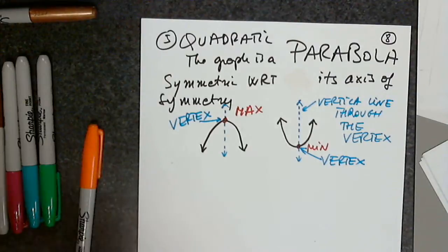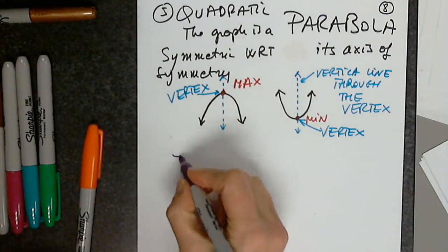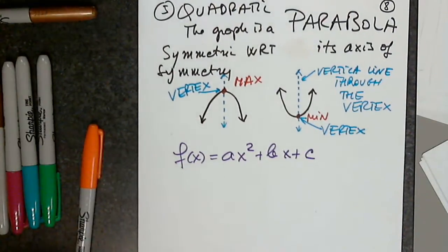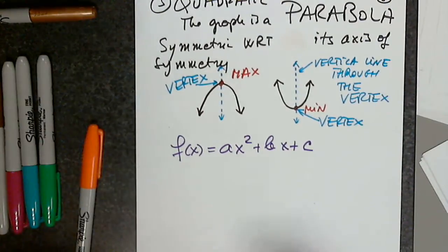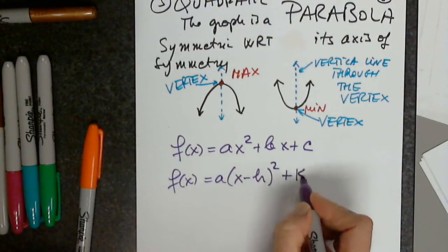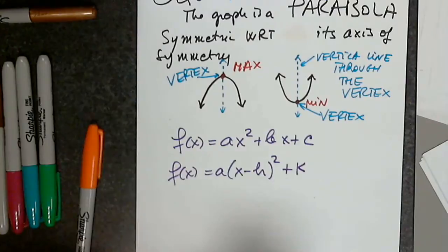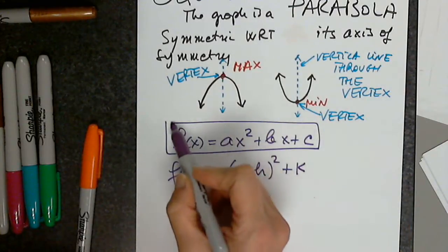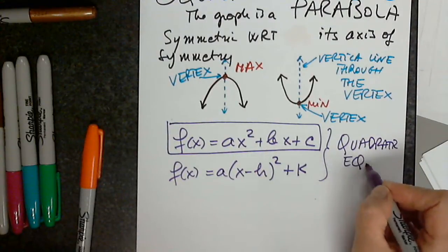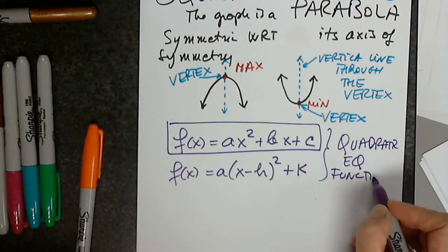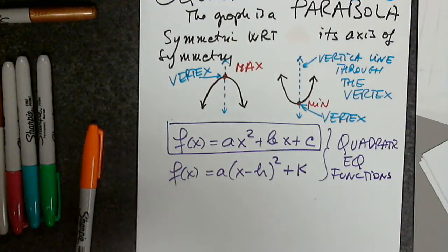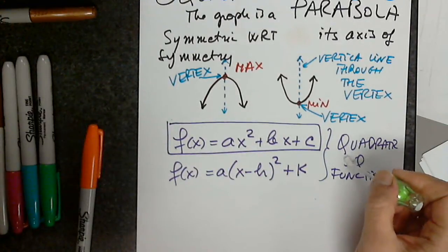A quadratic function can be given to us in two different ways. One way is this, which we know is the same as the quadratic equation, but it can also be given to us in this form. I will start with this. Both are quadratic equations, functions. Both are quadratic functions. And I'll explain the second one after we finish with the first one.